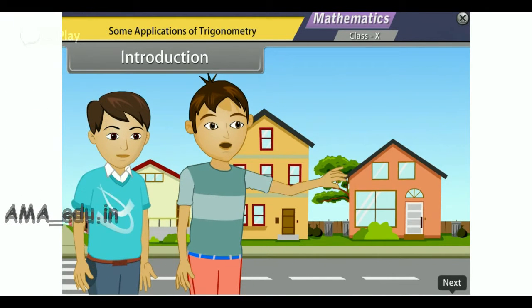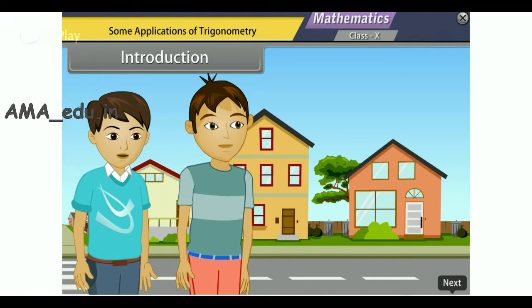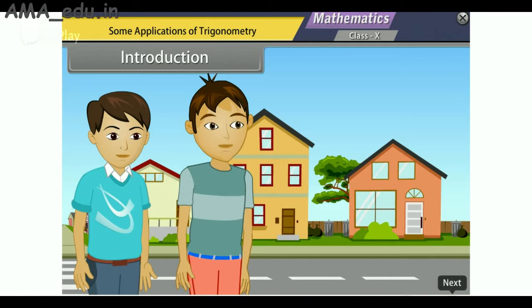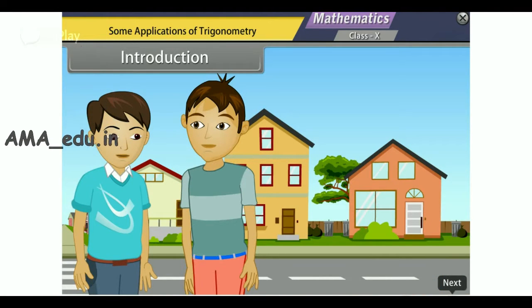Hey, Saurav, look at that building. Yes, that is the highest building of this area. Look at that flag over that building, man. Do you know that we can easily find the height of that flag and the building? Really? Yes. We use trigonometry ratios to find the heights and distances. Come, I will tell you in detail.